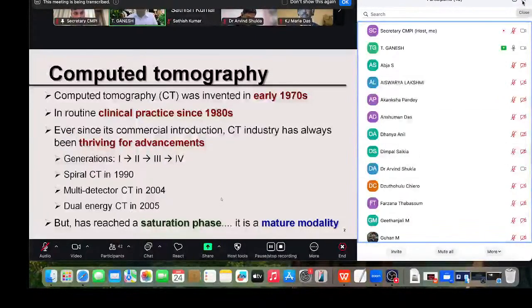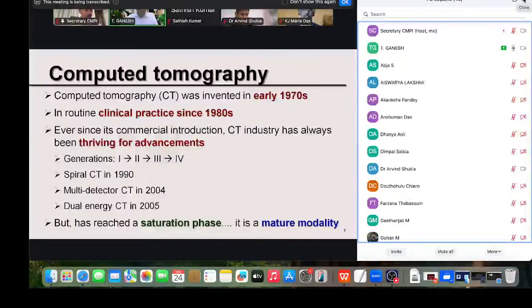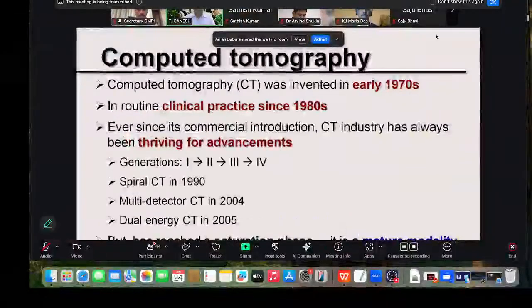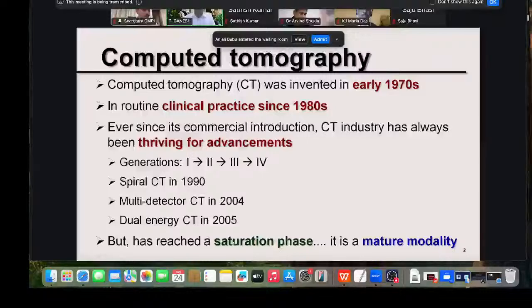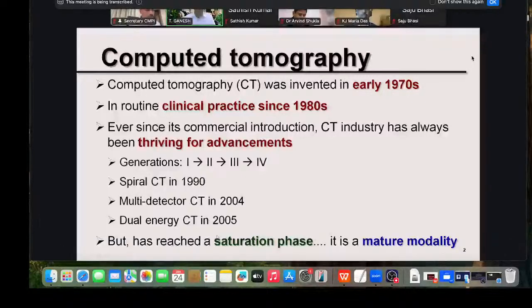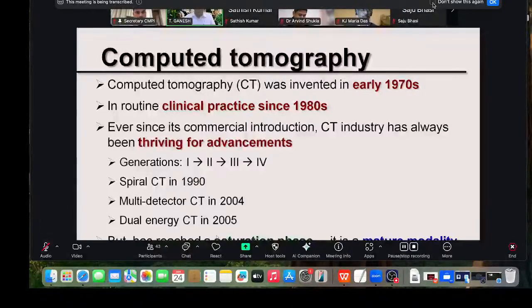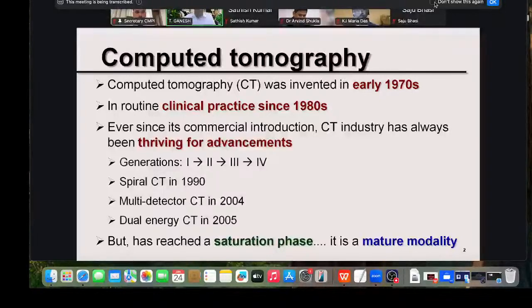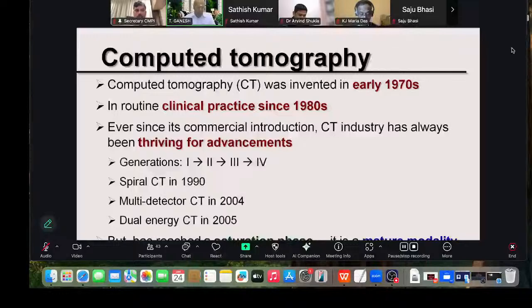So we all know about computer tomography. The conventional computer tomography was invented sometime in the early 1970s, and since then we have seen it being extensively used in the clinical practice. The clinical usage started somewhere around the 1980s, and during these last 4 decades or so, we have seen tremendous advances taking place in this field, and we have seen several generations unfolding in front of us: generation 1, generation 2, generation 3, generation 4, and we have come back to generation 3 CTs.